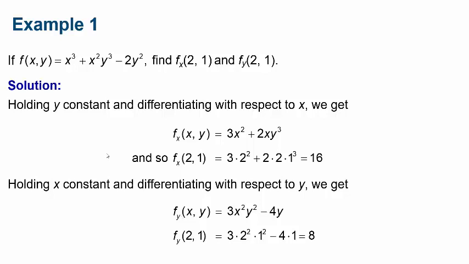Hold x constant. So the partial derivative of f with respect to y of x cubed, well, holding x as a constant, that goes away, that's 0. This x squared is the constant, so the derivative of y cubed is 3y squared. And similarly, the derivative here, you bring down the 2, you get minus 4y.